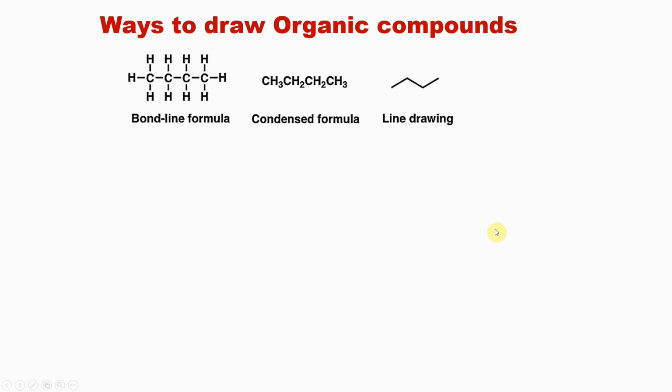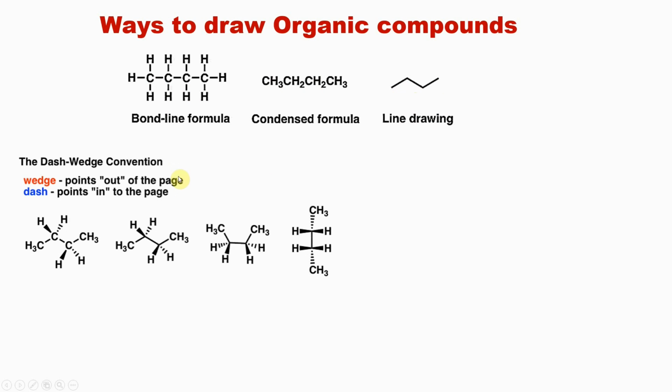Let's go into ways of drawing organic compounds. These are very very simple. These are the different ways of drawing them. Bond line formula is useful for mechanisms. Bond line, we show every bond as a line. Condensed formula is easy when you write a reaction for balancing and all that. Line drawing is the best way to draw so that it looks clean. Okay, I have drawn here the same compound butane in different ways, and line drawing is much easier. Now another way of drawing that is dash wedge convention.